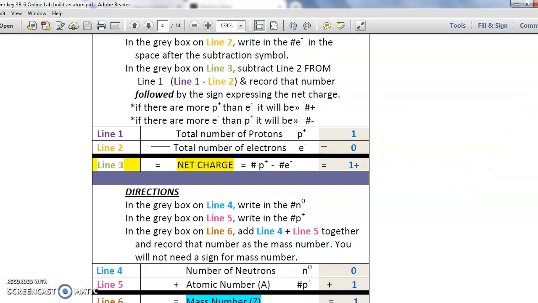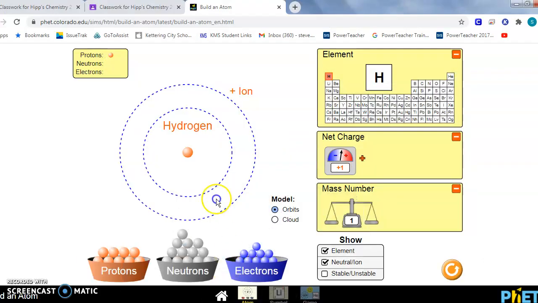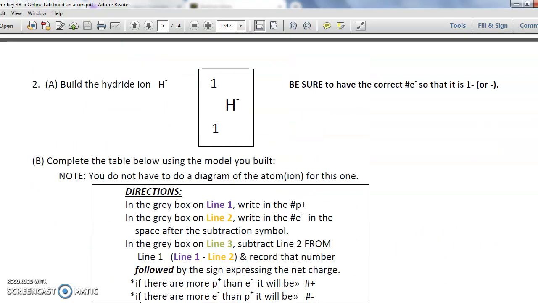The next thing I want us to do is to show why the mass number was 1. Well, we saw that there were 0 neutrons in our nucleus. There were no neutrons there, and there was 1 proton there. 0 and 1 is 1 for the mass number. Now we're going to take a look at the hydride ion. The hydride ion is an anion. It's going to still be a mass number of 1, meaning 1 particle in the nucleus, atomic number of 1, meaning that the 1 particle in the nucleus is a proton, but now they want it to be H-.